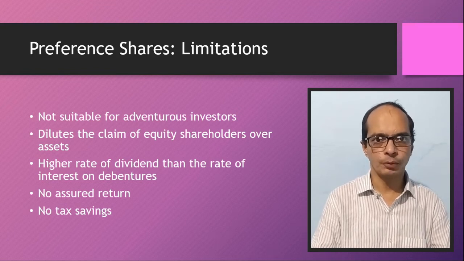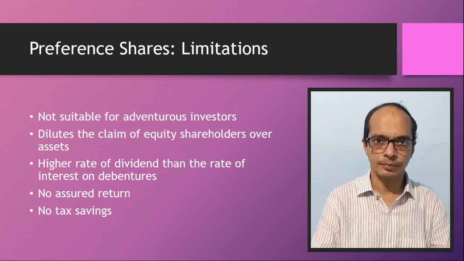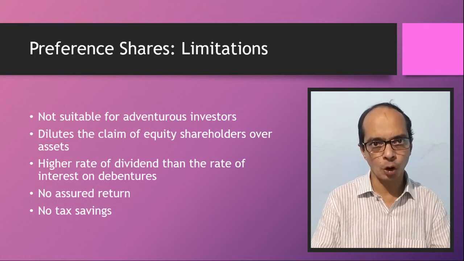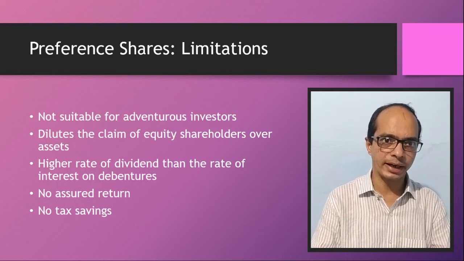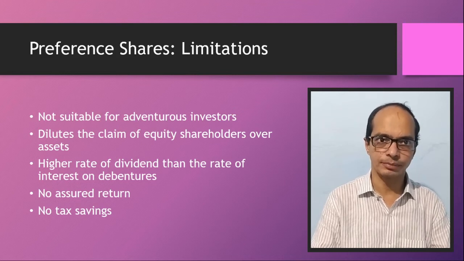One more point here for limitation, rate of dividend. Rate of dividend on preference shares is generally higher than the rate of interest payable to debenture holders, which makes this source of finance costly as compared to the debentures. And dividend on these shares is paid out of profits only. If there is no profit, dividend may not be paid. Means there is no assured return on the amount invested by the investors. So you can say these shares may not attract a large number of investors.